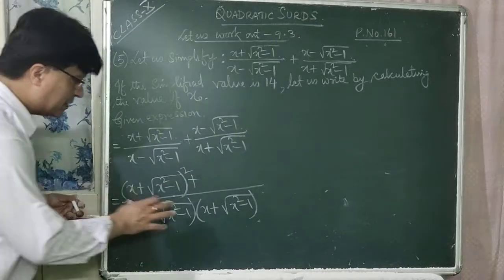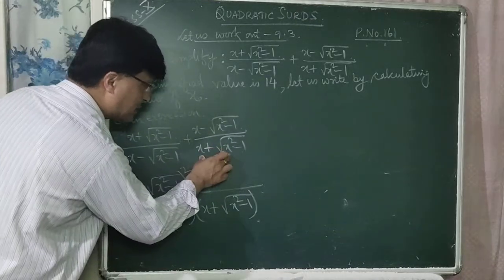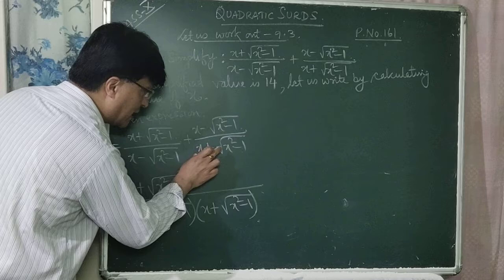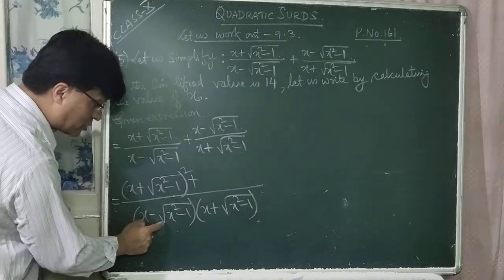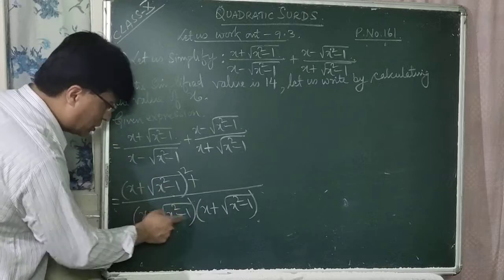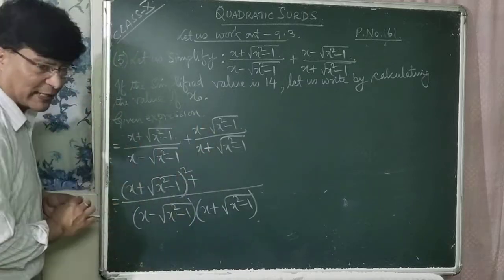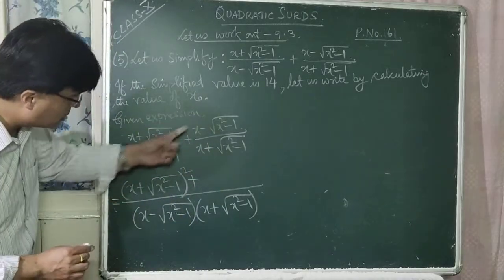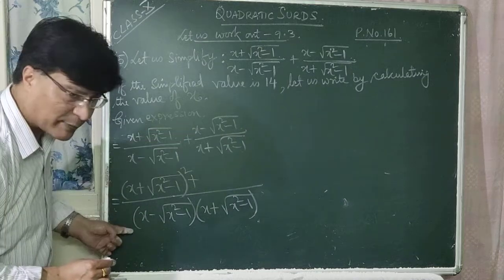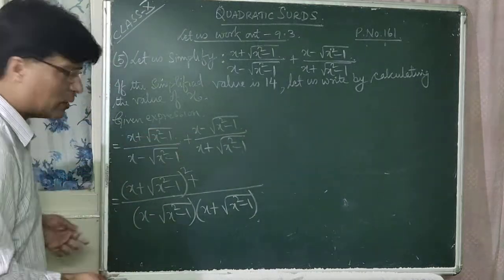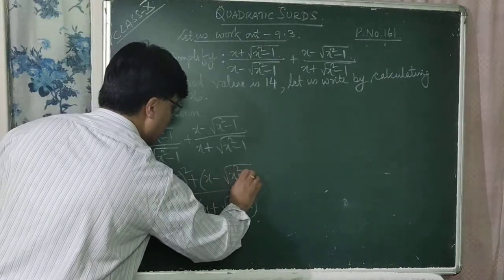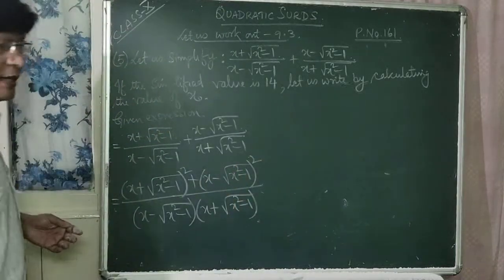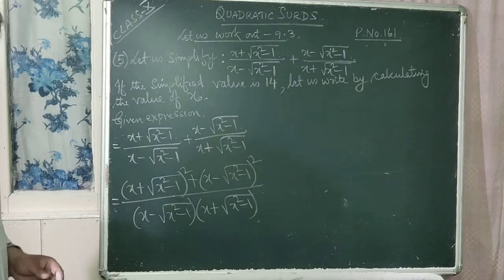Okay? Again, this LCM is divided by this denominator. So this x + √(x² − 1) will be cancelled. What remains? x − √(x² − 1). So this should be multiplied by the numerator again. These are the same expression, isn't it? If you multiply them, you will get the whole square, that is (x − √(x² − 1))². Is that clear to all of you?